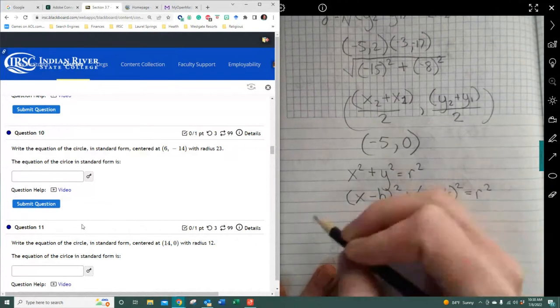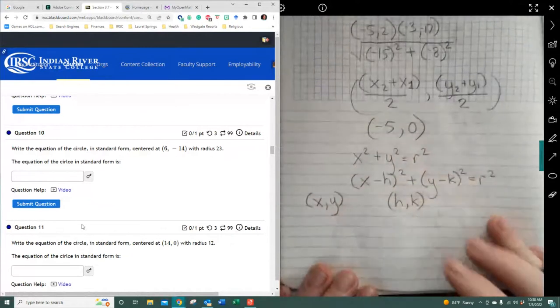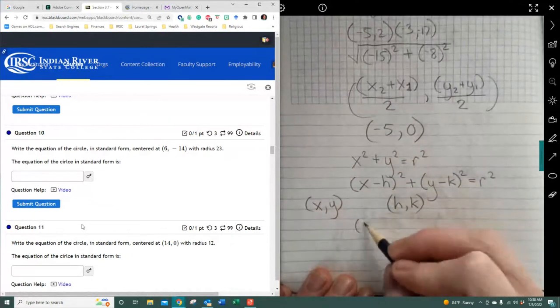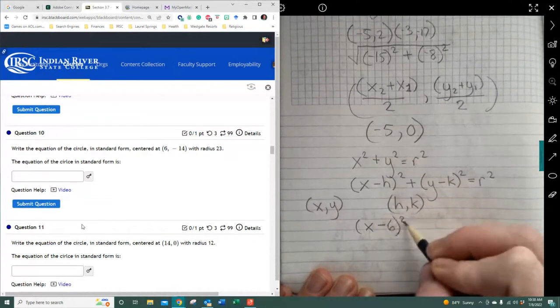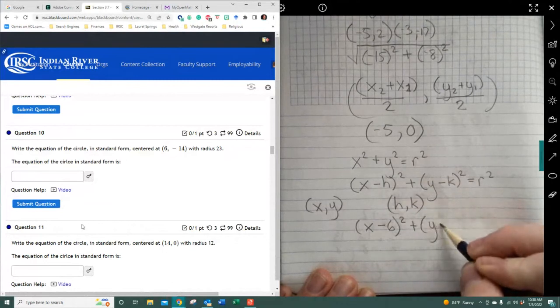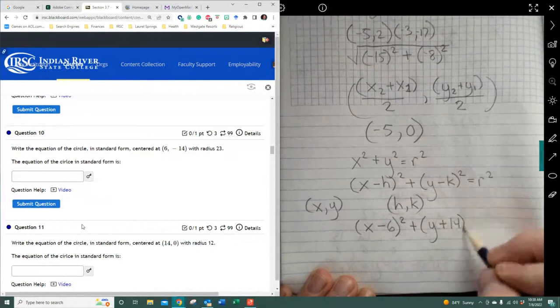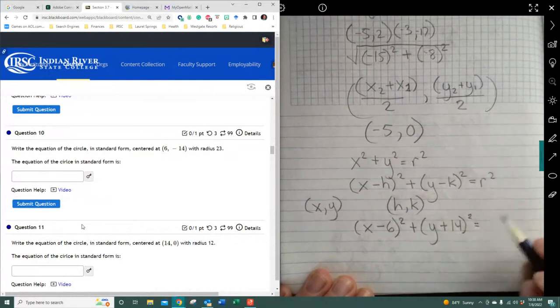So you know that all coordinate points are made up of x, y. So then all you have to do is take the opposite of the x and get (x - 6) squared plus the opposite of the 14, a negative of a negative is positive. All right. You're going to square it and equals. Now the radius is 23.